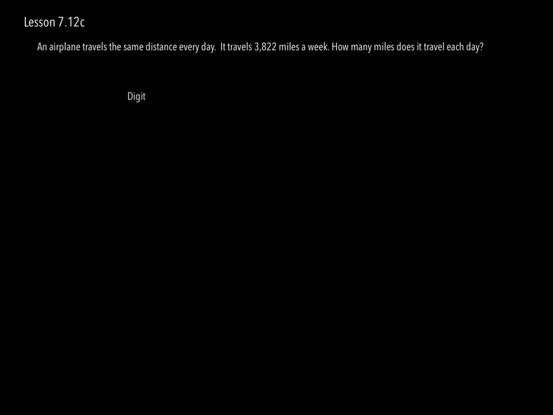Digit by digit is what the book calls it, and I would call it the old school way because this is how I was taught. So what we're going to do is look at, again, 3,822 miles. We're going to divide that by 7. First, how many 7s into 3? 0. 7 into 38. Okay, it's going to be 5.